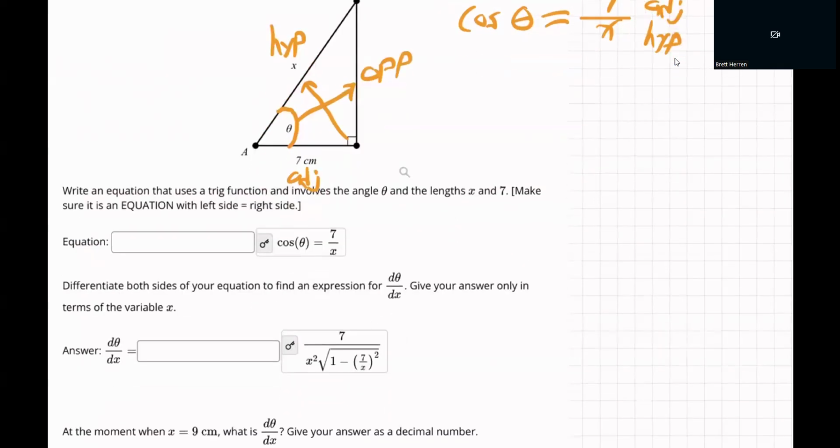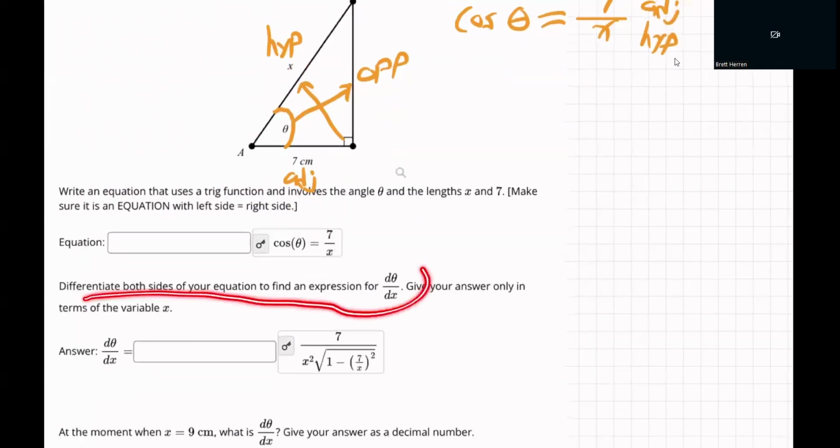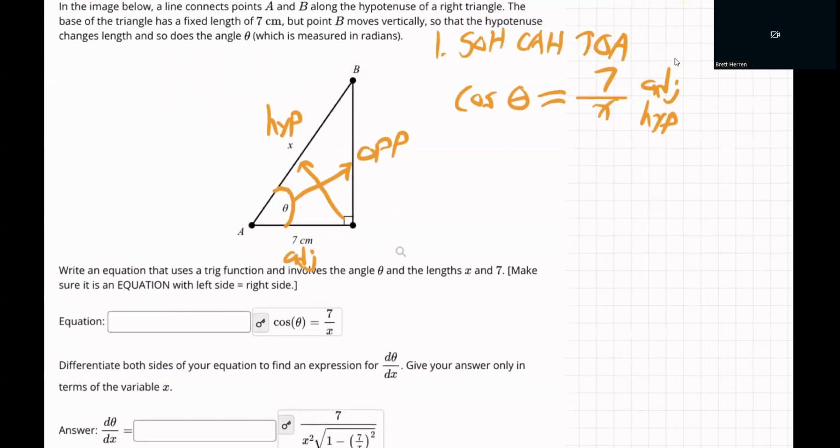Step one. Now, differentiate both sides of your equation to find d theta dx. Okay, so what we actually want to do, first off, they're kind of skipping a step, is we want to get theta alone first off. So I want to take this thing and get theta alone. So cosine theta equals 7 over x, right? So how do I get theta alone? How can I do that?